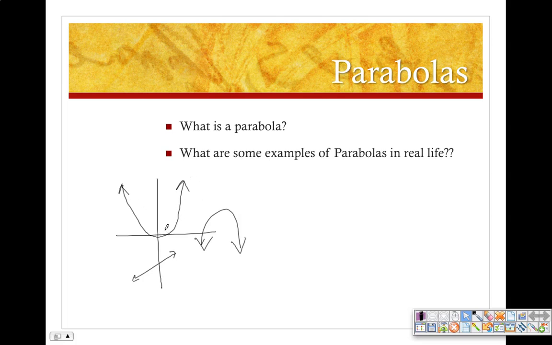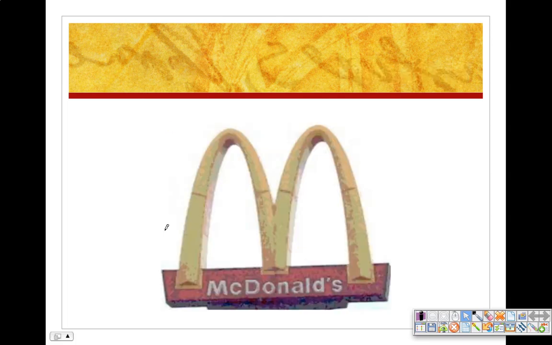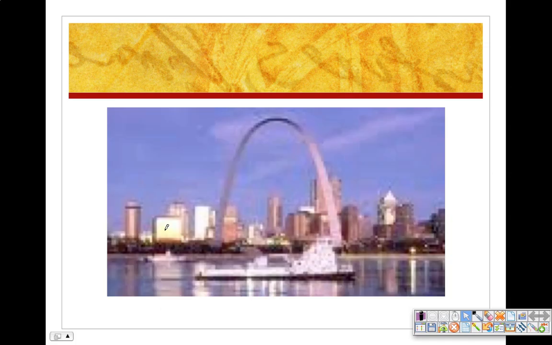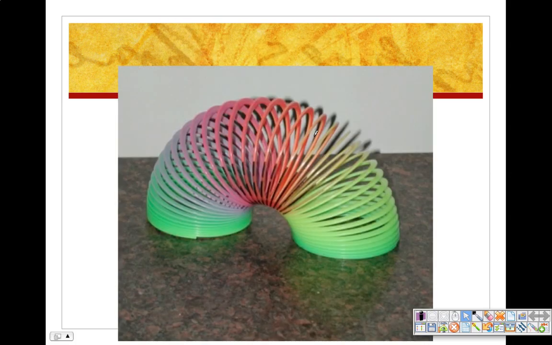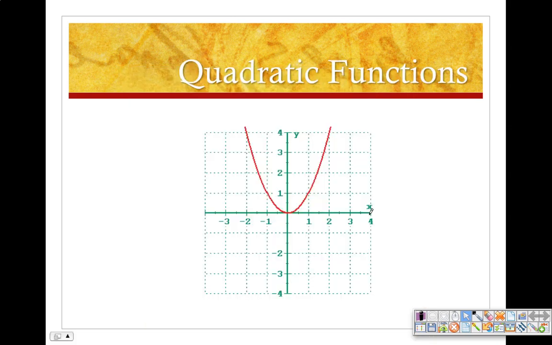Okay, what are some examples of parabolas in real life? McDonald's. Those big arches there. We got that right there. We have a satellite dish. If you think about it, if you can't see it here, you look at the outline of this, it's a parabola shape. A slinky. Anybody ever have these before? Old school parabola. Okay.